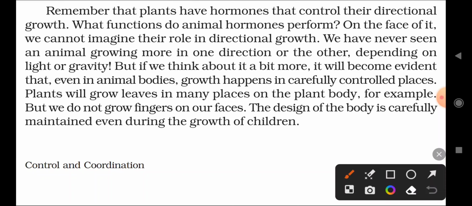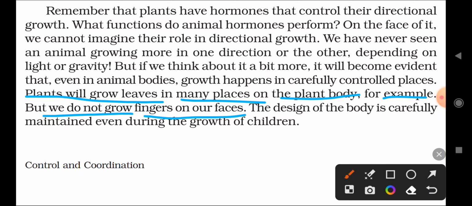Next, plants will grow leaves in many places of the plant body. For example, we do not grow fingers on our face. In a plant body, the leaves grow everywhere, right? The leaves will grow on every part of the body of a plant, but in the animal body, fingers do not grow on our face, and also not on our thighs or legs, okay, right?